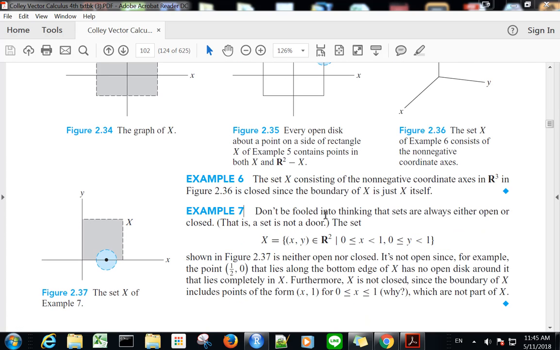Next, they say don't make the mistake of thinking that a set has to be either open or closed, because here's a set, and it's not open and it's not closed. If it's open, it means that none of the boundary points are in the set. Basically, that's one way to say it. But that's not true here, because some of the boundary points are in the set. But it's also not closed because it doesn't contain all of the boundary points, because all these points on the edges here are not in the set. So it's not open and it's not closed.